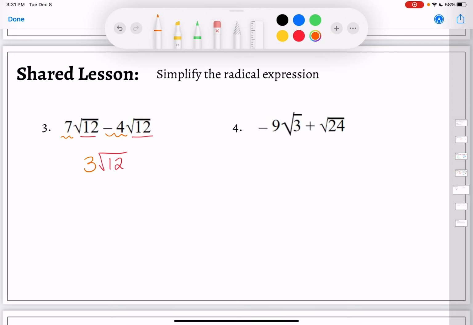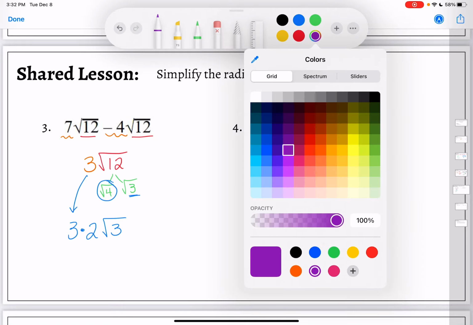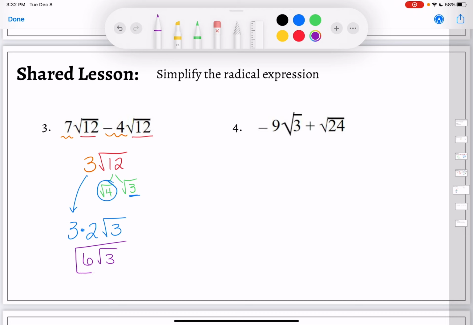Just like the last one, though, we're not finished yet. We need to simplify. So I can break down radical 12 into square root of 4 times the square root of 3. 4 is a perfect square. So I'm going to have the 3 coming down from before. Now the square root of 4 is 2. And that square root of 3 on the inside cannot come out, so it stays in there. So I'll have 3 times 2 on the outside, radical 3, which really gives me 6 radical 3 as my final answer. So don't forget, after you've combined your like radicals, always see if you can reduce.